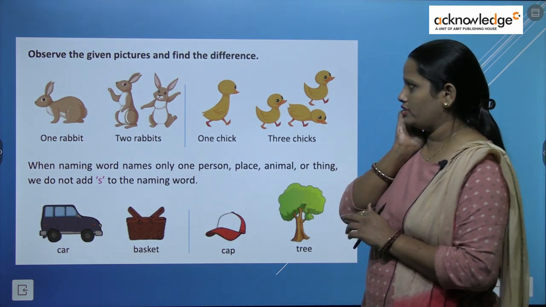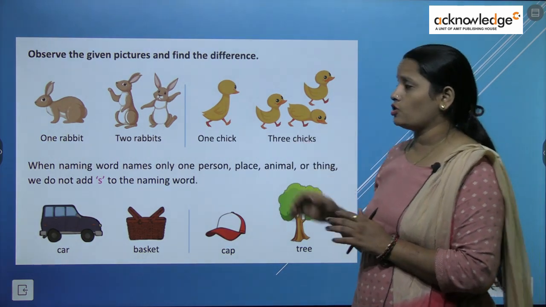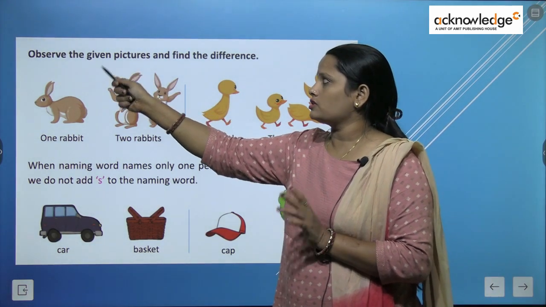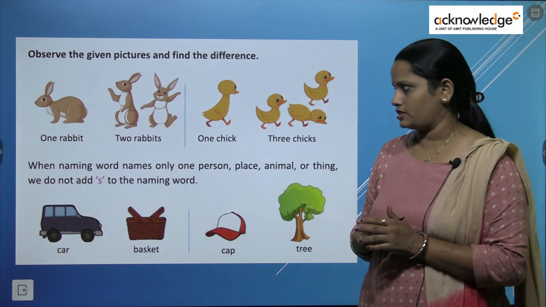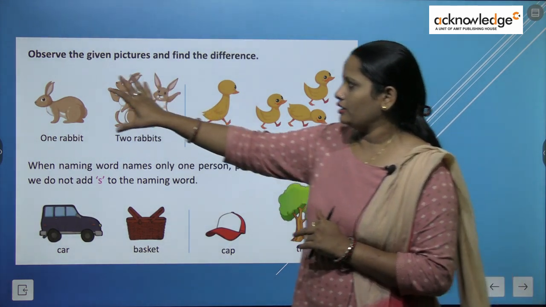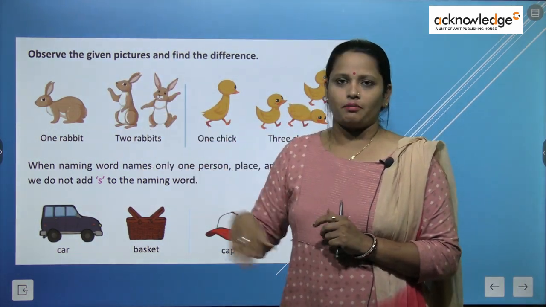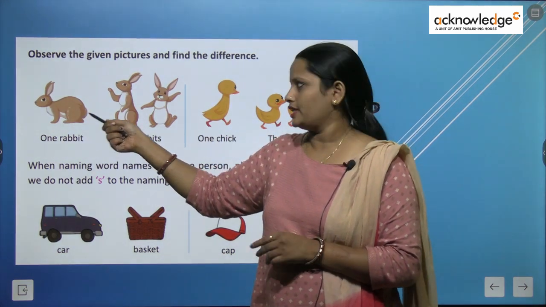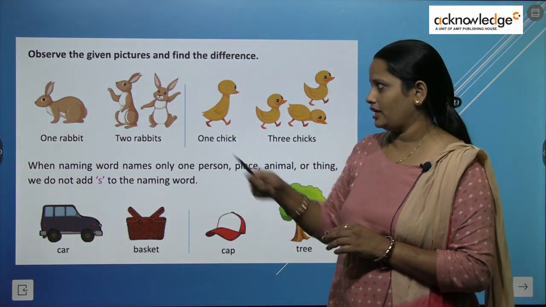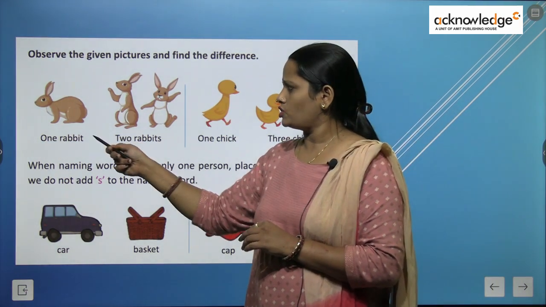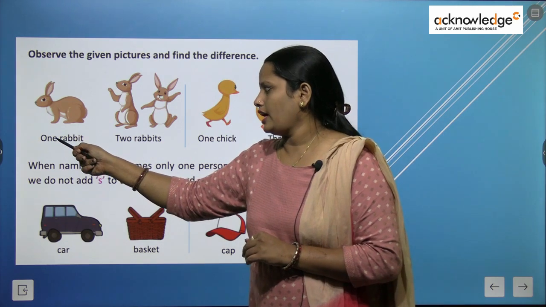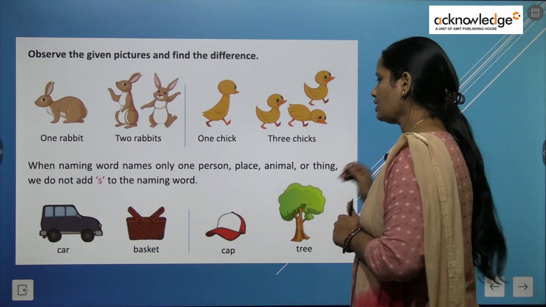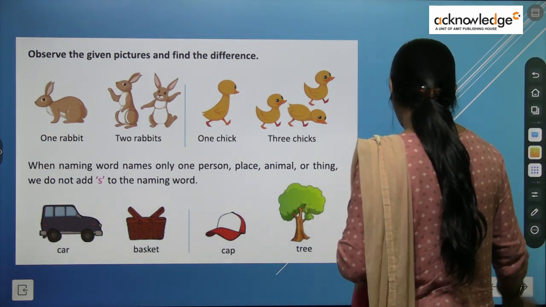So, beautiful. See, here we can see there are so many pictures given in our book. What we have to do is observe the given pictures and find the difference. In the first picture we can see there are so many rabbits here. And what is the difference? This rabbit is sitting and both are standing. I think they are dancing. Yes. So, in the first picture we can see there is only one rabbit.